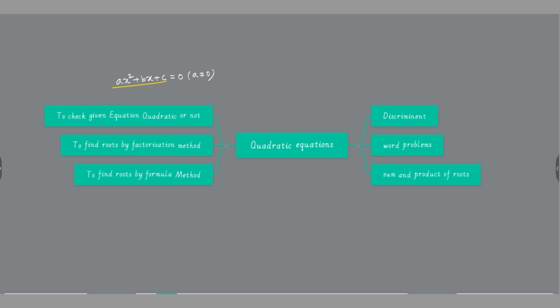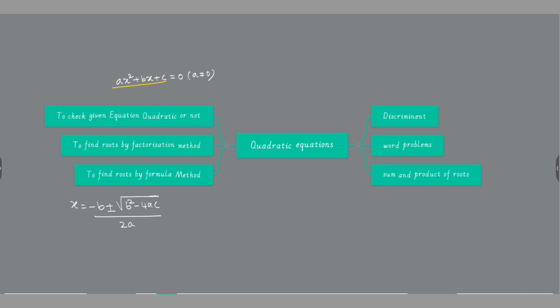And the next topic, we have to find the roots by the factorization method. Already we did this in the quadratic polynomials chapter. Now the same thing we have to follow here also: factorization method, splitting the middle term. Next we have finding the roots by the quadratic formula. What is the quadratic formula? x is equal to minus b plus or minus root of b square minus 4ac, by 2a. By using this formula, you can find the roots of any type of quadratic equation. Sometimes the factorization method is not possible. Whenever it is not possible, you can follow the formula method to find the roots of the quadratic equation.